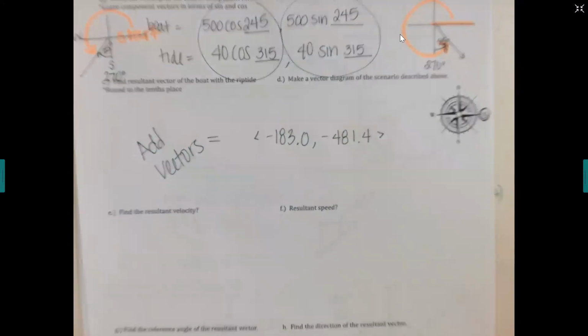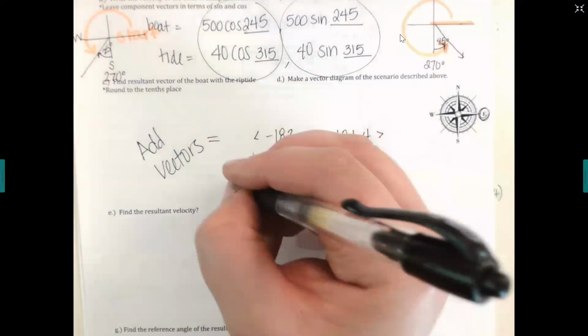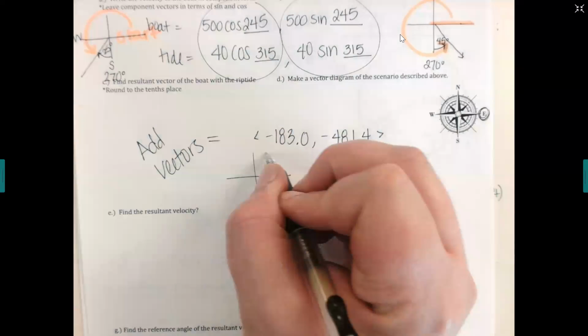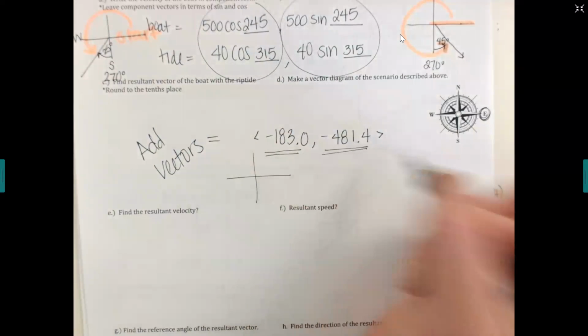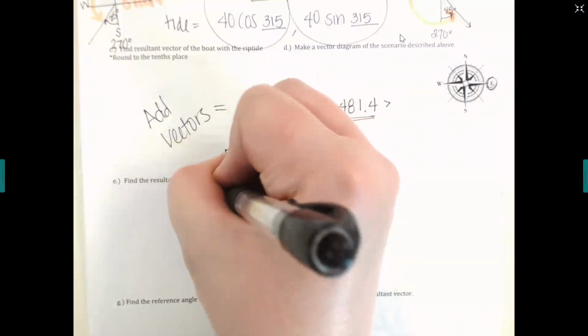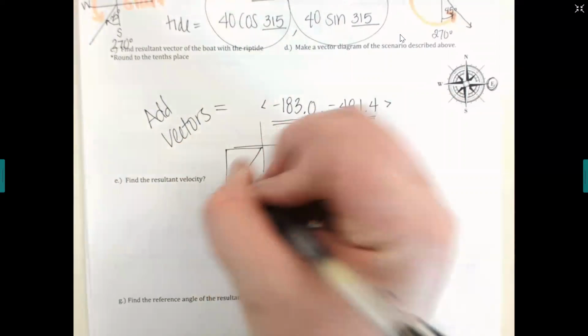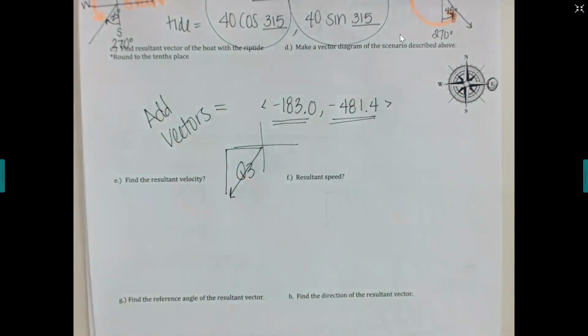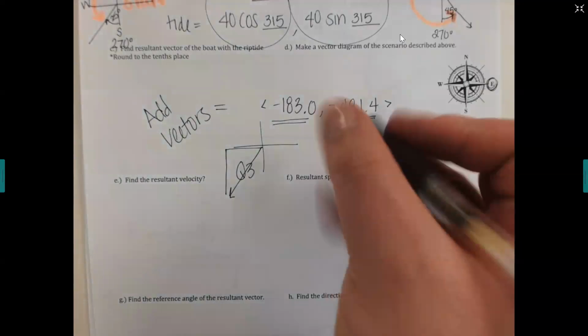All right, from here, graph this vector to see what quadrant it would be in. If I go negative 183 and then negative 481, what quadrant would I end up in? I'd go to the left 183, down 400, that would put me here. So I know for later that I'm going to be in quadrant 3. Okay. All right, next, I want to find the speed.